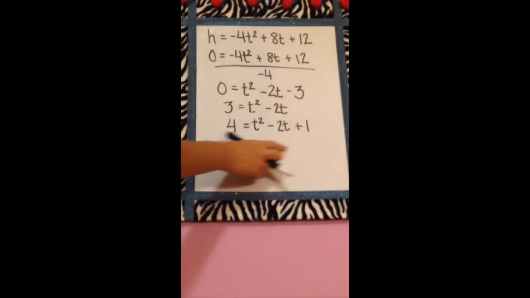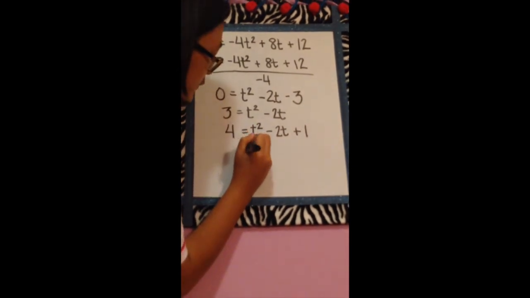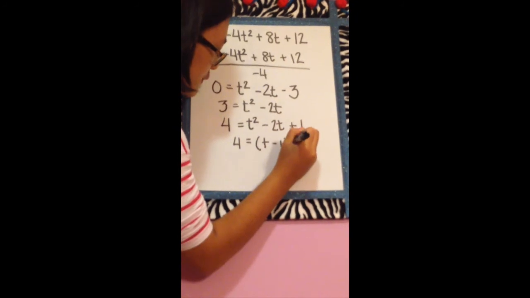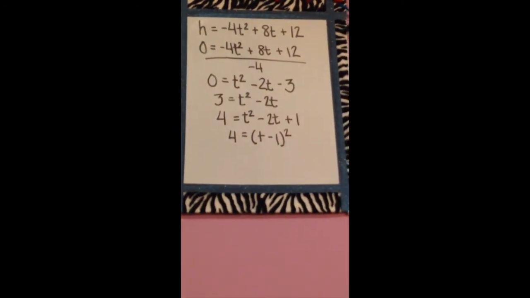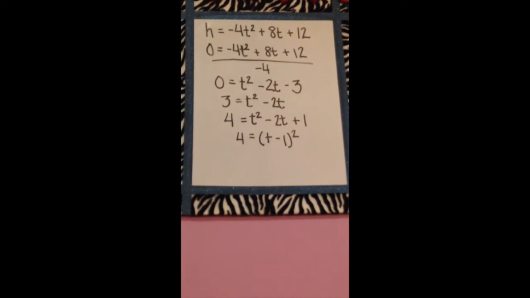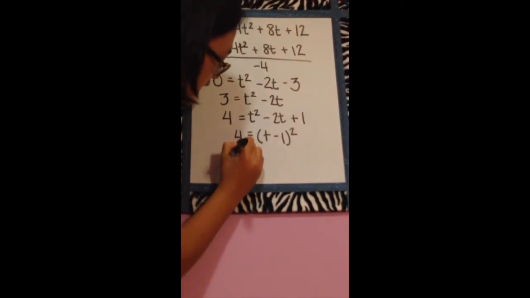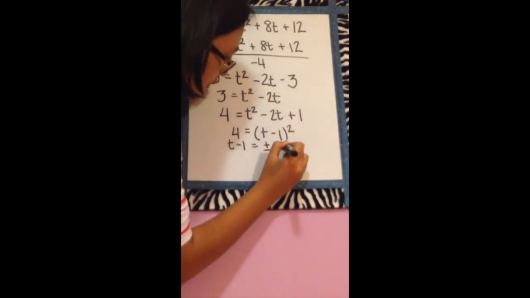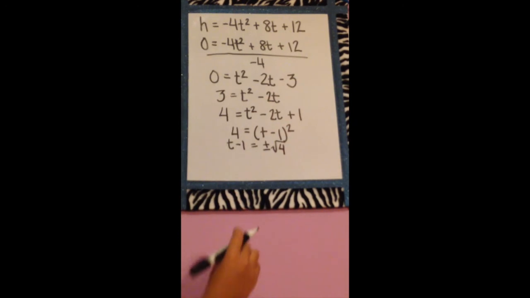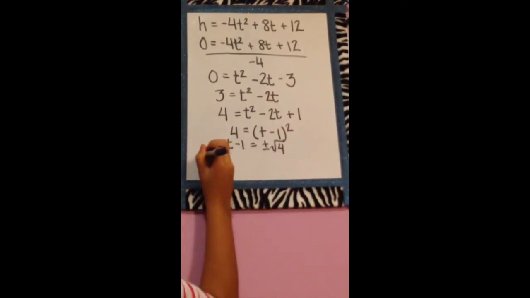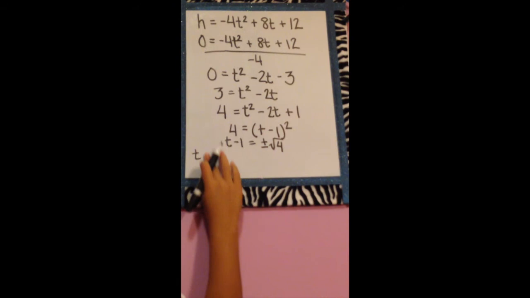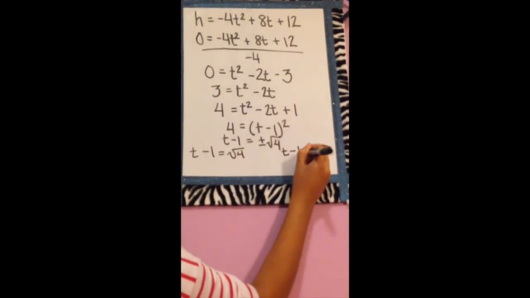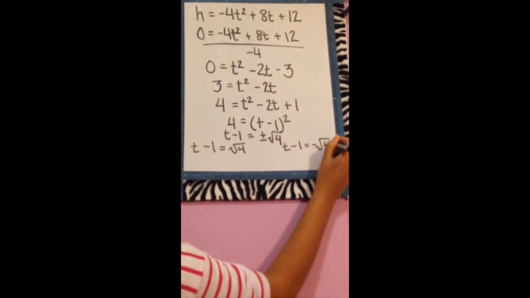And now you're going to factor this perfect square trinomial. So 4 equals t minus 1 squared. So now t minus 1 is equal to plus or minus the square root of 4. So you're going to write that out in two different sides. So t minus 1 equals the square root of 4, and t minus 1 equals negative square root of 4.